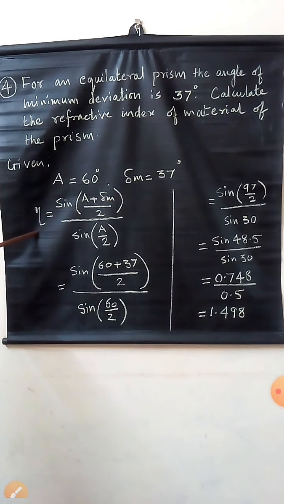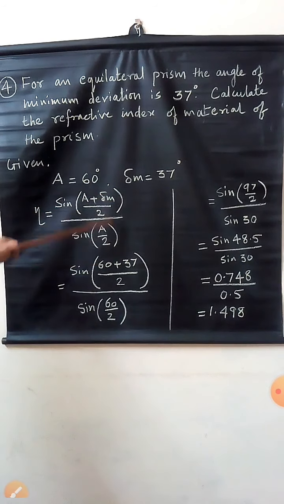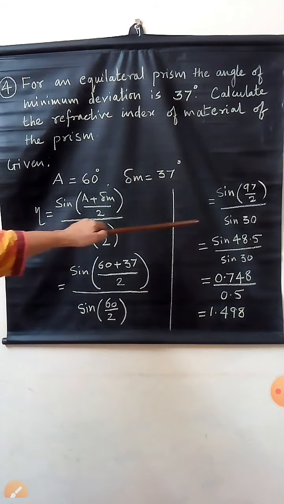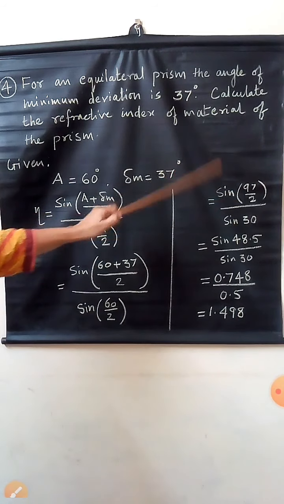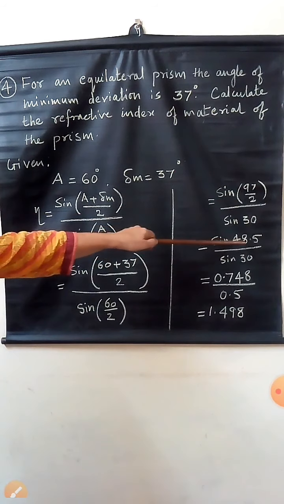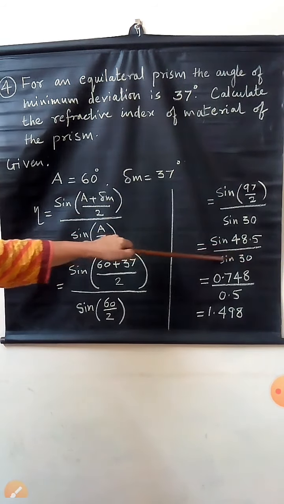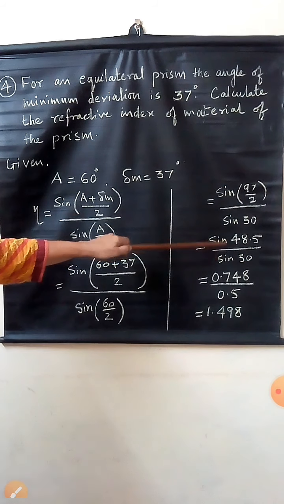So substituting the values for A, 60, and 37 for delta M, we get eta is equal to sine of (60 plus 37) by 2 upon sine of 60 by 2. Simplifying this, we get sine 97 by 2 upon sine 30, which is then sine of 48.5 upon sine 30. Here use a calculator to find out these two sine values.